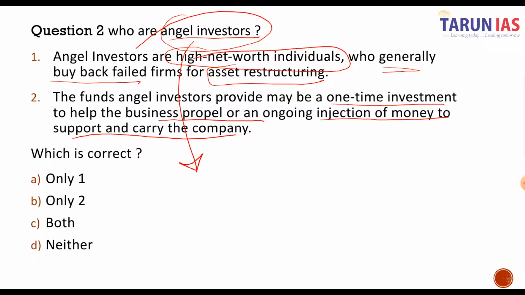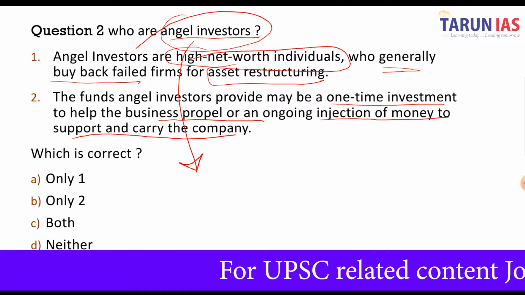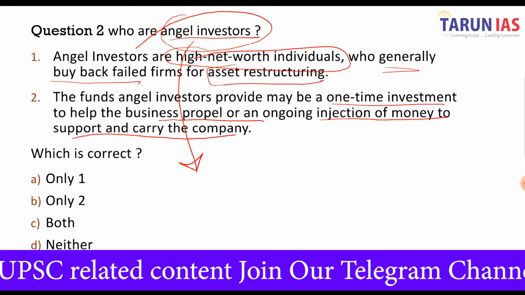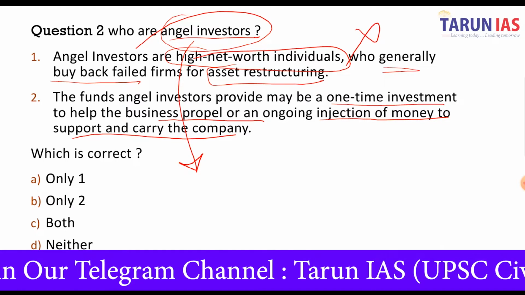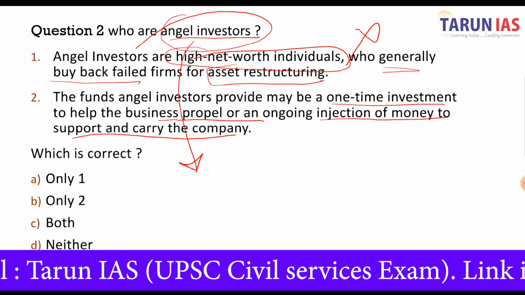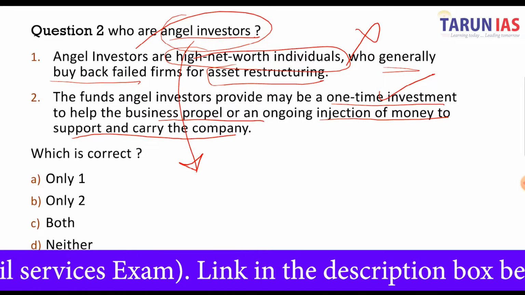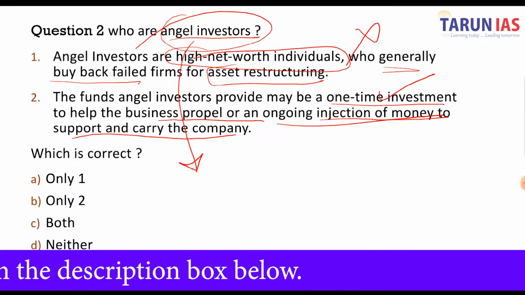The asset restructuring companies are altogether a different concept, different entities, and they have been given legal sanctity under the SARFAESI Act of the year 2002. However, angel investors fund new ideas and new projects. So therefore, statement 1 is eliminated. Now we are left with statement 2, which says they give a one-time investment to help the business propel, or an ongoing injection of money to support and carry the company.